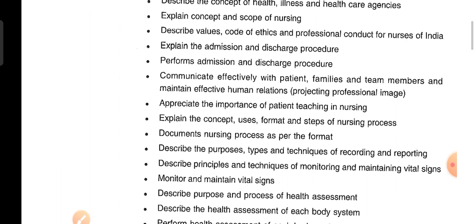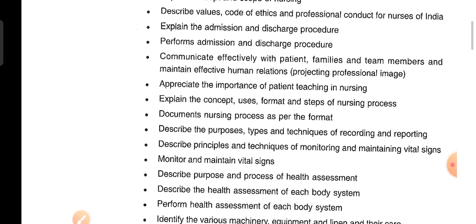Okay, explain the admission and discharge procedure. You already know this very well, and you have to gain the knowledge by attending the teachers' classes. You will go to the clinical area, observe the hospital, and take the history from the patient in different ways. That is the reason you have to be able to perform how the admission process goes on, what the process of discharge is, everything.